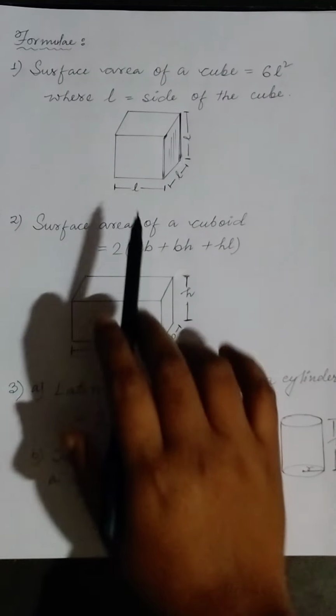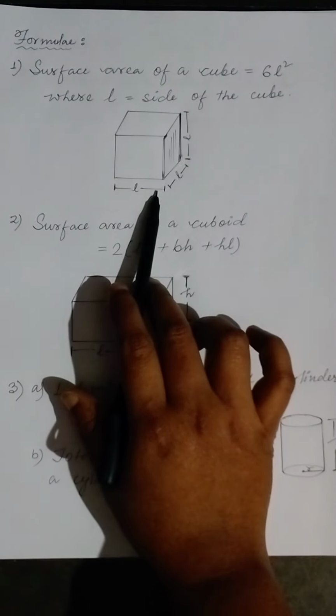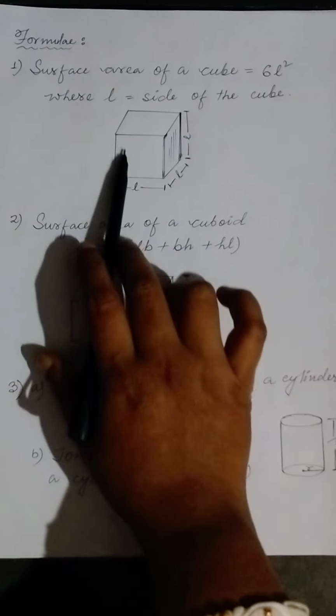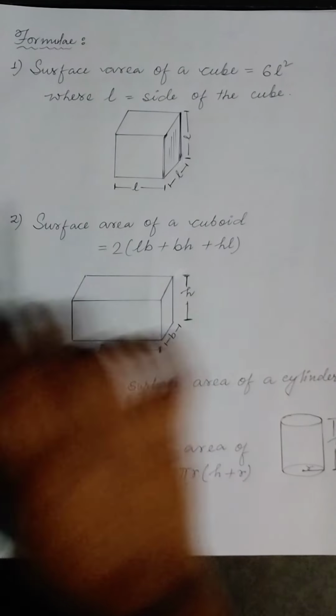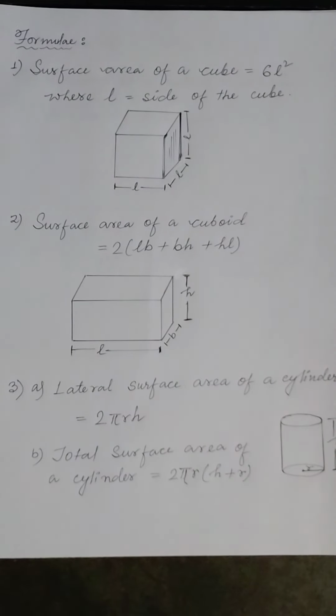So if L is taken as the side of the cube, one face will have what? L square as the area. So how many faces are there? L square, 6 faces. So L square, 6 times added: L square plus L square plus L square plus L square plus L square plus L square, for 6 faces. That is why 6L square. Got it? Actually, total surface area means the total areas of all the surfaces.